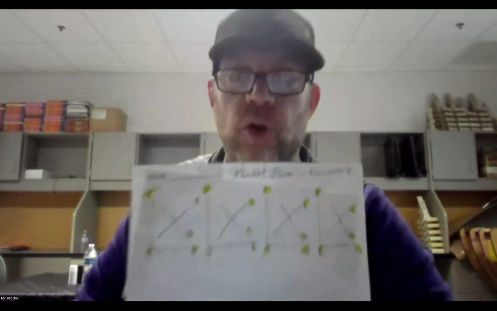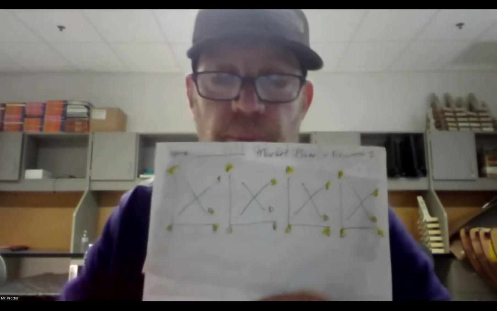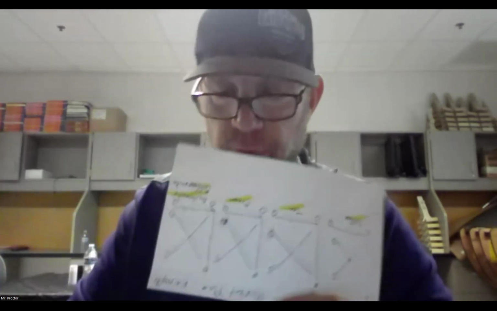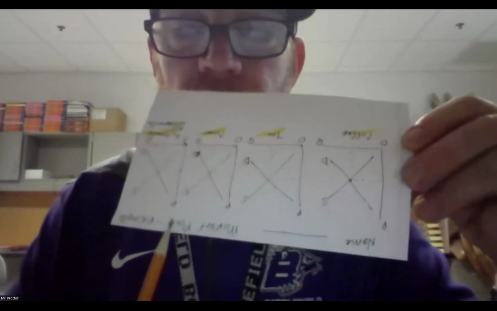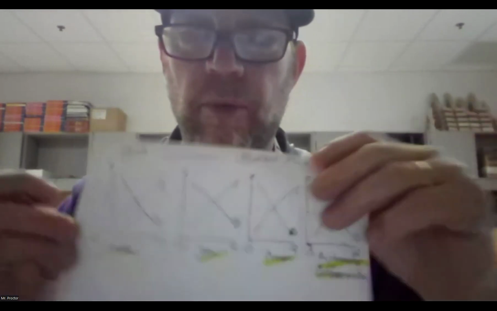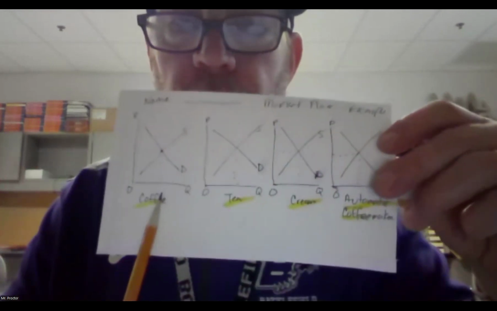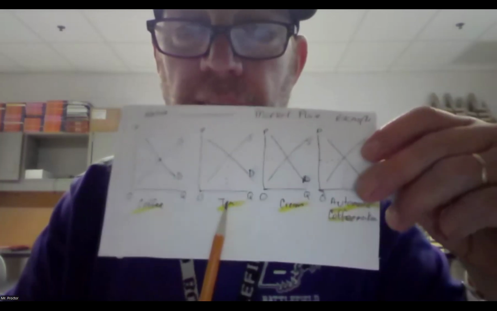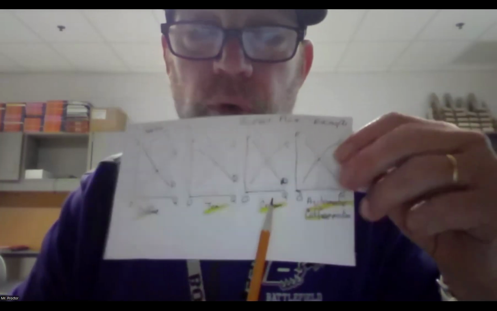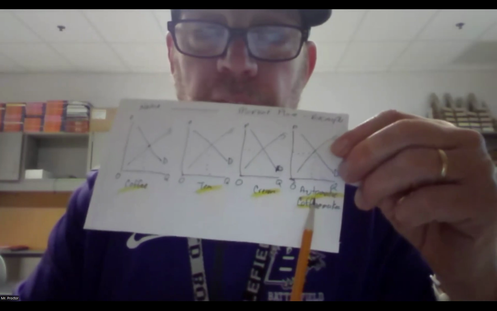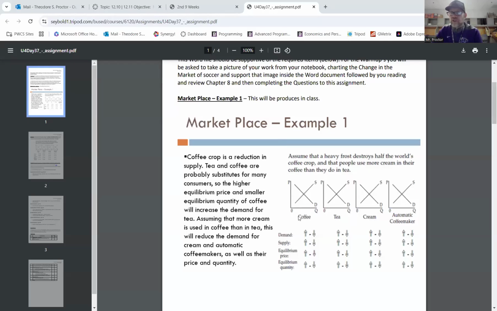All right. And so then we have to label this on the bottom real quick. So I'm going to pause and label this. Now we're building something that says coffee. Then we have tea. Then we have creamer, and then we have automatic coffee maker. Okay, so if I share the screen again, guys, and I go back to this page right here, this is what I just created.